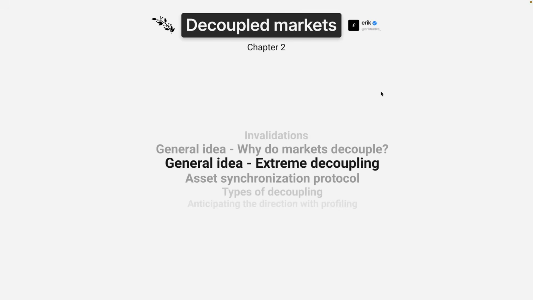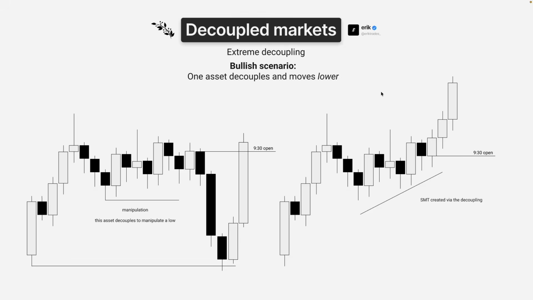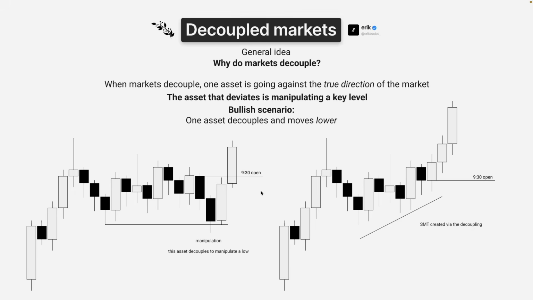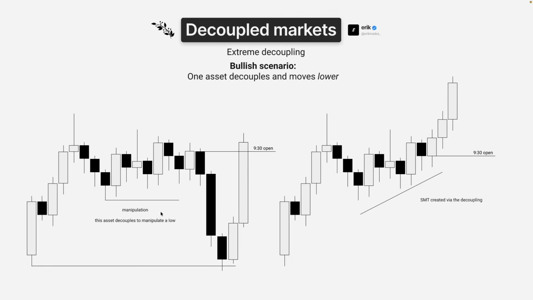Chapter 2, extreme decoupling. Now you understand why the markets decouple. There is another case where the market decouples beyond the key level. We're also going to go over how to filter out this key level. If you look at this diagram here, we manipulate this key level, but in this other diagram, we don't manipulate this key level. But it's the same idea, same consensus.